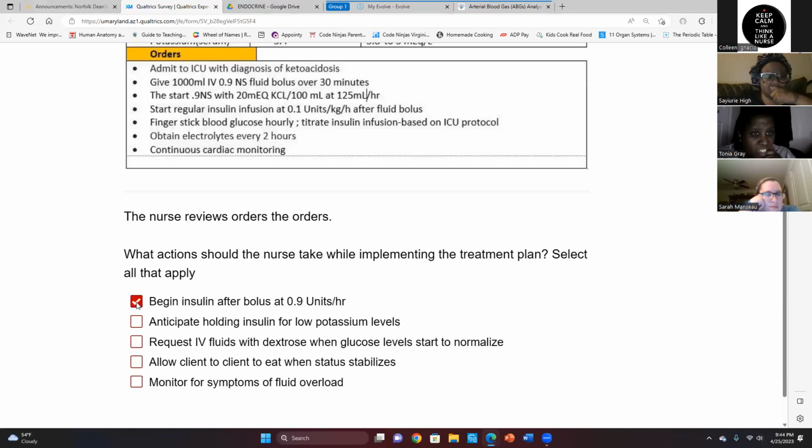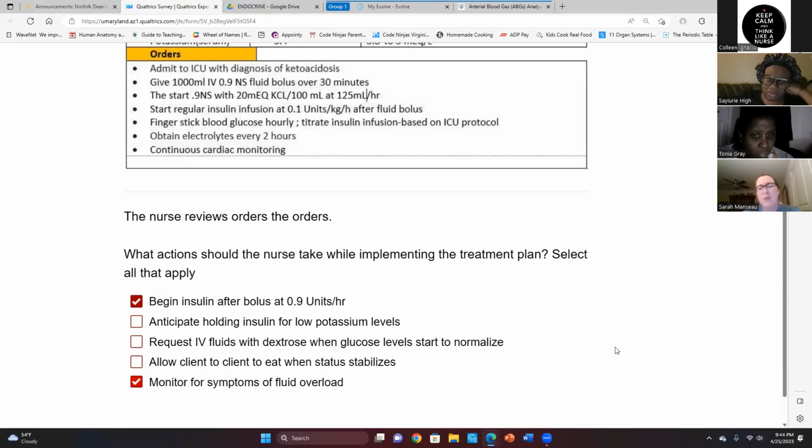Okay, so you're going to give insulin, and what else are you going to do? The very last one: monitor for symptoms of fluid overload. Hold on, I didn't read the other ones. Not the third one. We're not giving him sugar. Once the client's status does stabilize, then we let them eat, because they are NPO when they're on that insulin drip. In the NCLEX world, you are NPO if you're on an insulin drip. You can have ice typically and water maybe, but you don't get food.